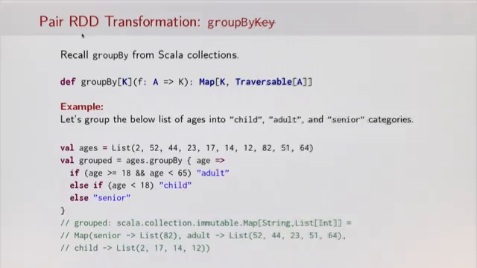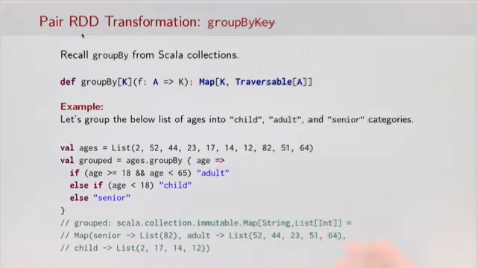So let's make this a little bit clearer by looking at an example from regular Scala collections. Let's assume that we have a list of integers here. It's called ages, and these integers represent the ages of people. Now let's group this list of ages into categories. One for a child, one for adults, and one for seniors. So we have three categories. That means we need a function that, when it's applied to the integers in this list, determines which key that age should correspond to.